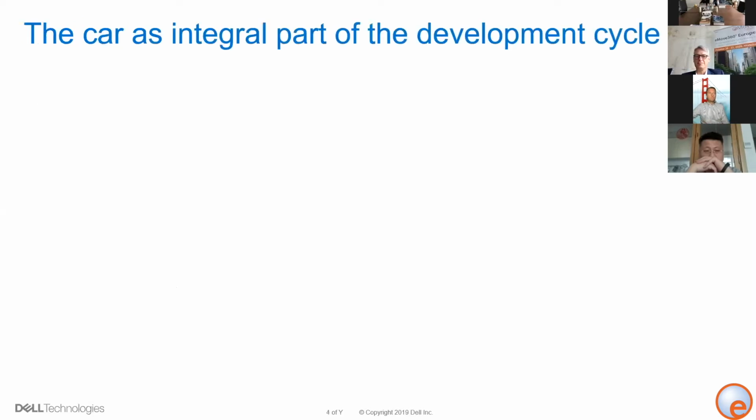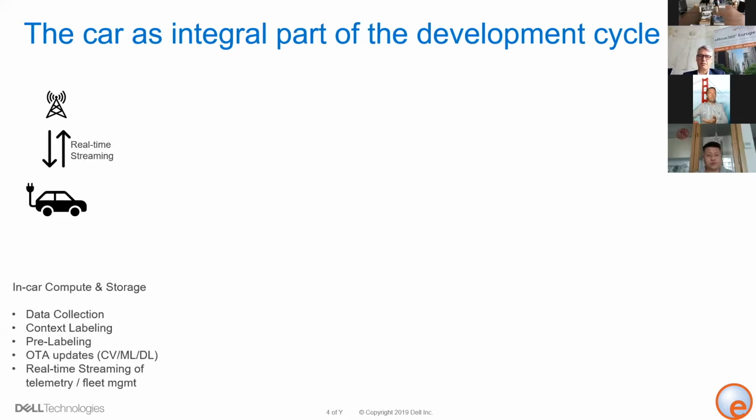So what I'm seeing right now in the ADAS and AD industry is that companies are adding the vehicle as a crucial part into the development lifecycle of ADAS and AD systems. I've divided this process into four tasks. And the first task is to focus on an in-car compute and storage system.